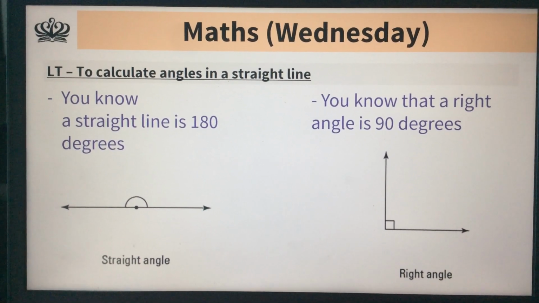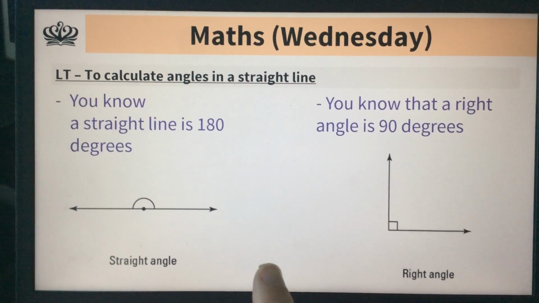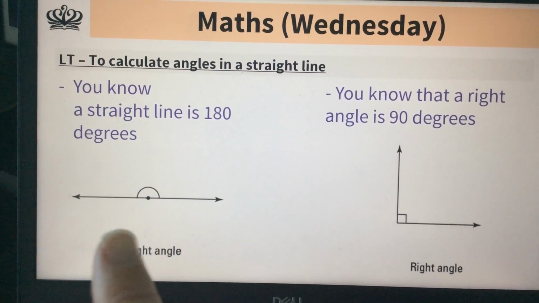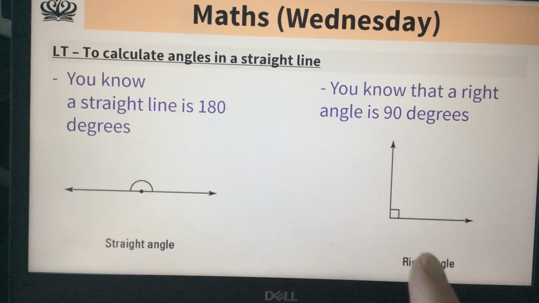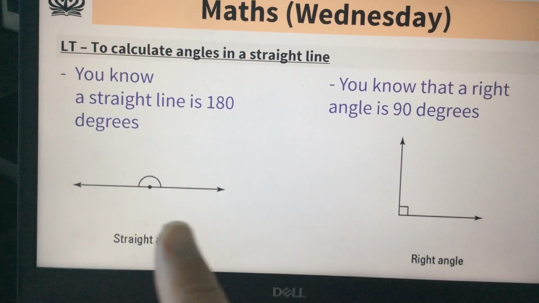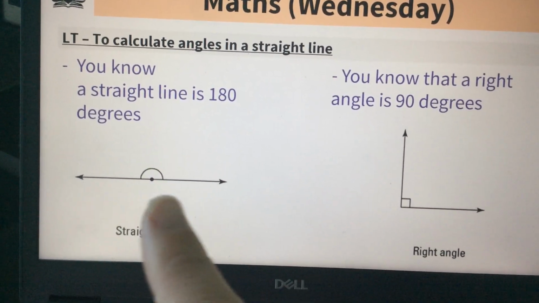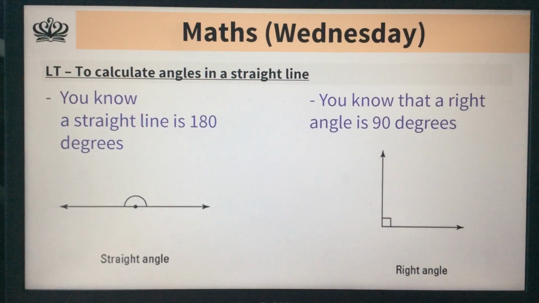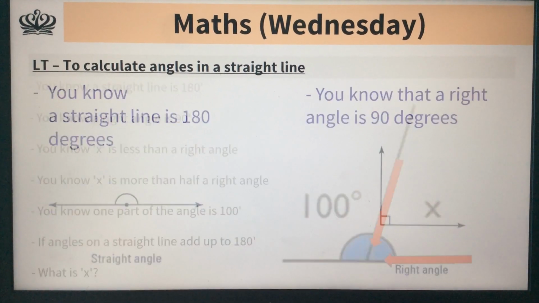So let's get going. Right, let's have a quick recap. We're going to need to know this before we start on today's work. So we should know that a straight line is 180 degrees. We should also know that a right angle is 90 degrees. And there would be two right angles in a straight line. So two 90s is 180, and if you put two right angles together, that would be the same as a straight line. Right, if you are confident with that knowledge, then you'll be ready to start on today's questions.